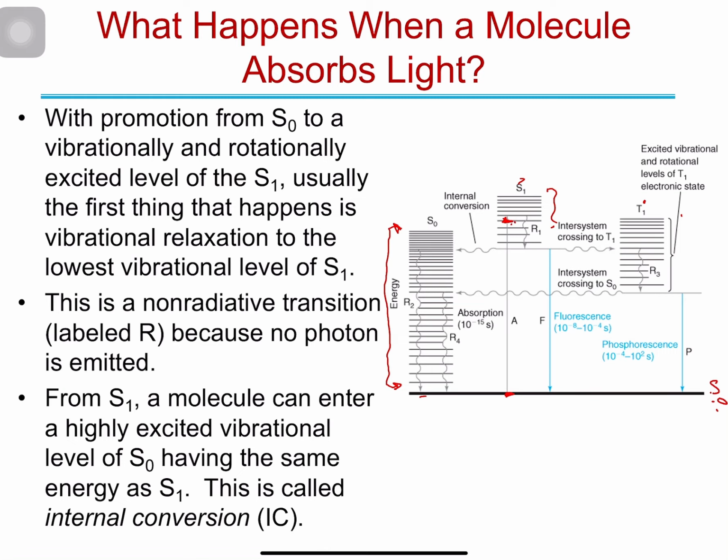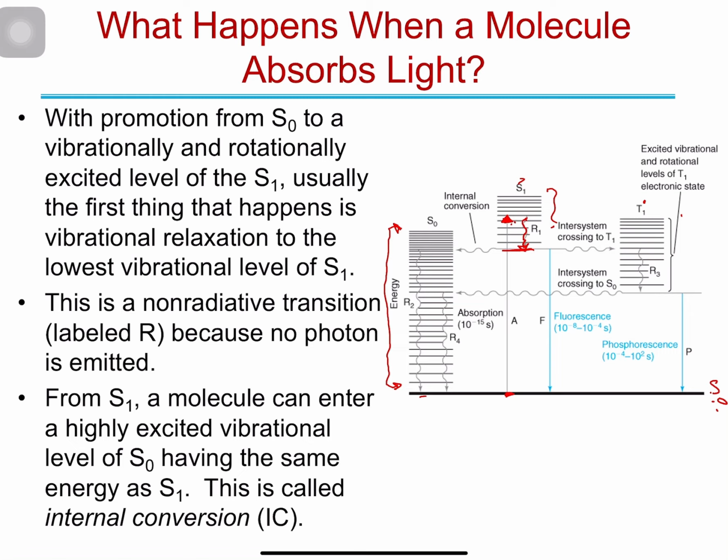The first thing that happens is that this electron will start to move back from this higher rotational or vibrational energy level through the R1 path to the lowest vibrational level of S1. As it goes down the vibrational levels, it will lose its energy in the form of heat. So it doesn't emit photons. And then what happens? Several things can happen.